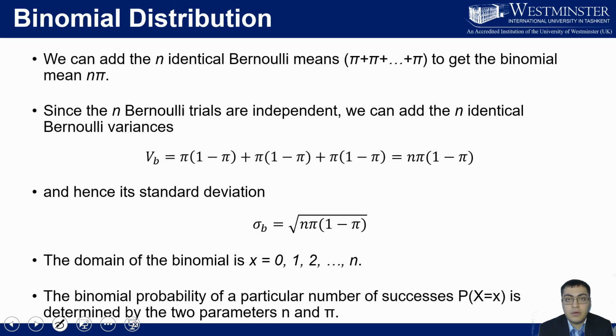it's very similar for variance. So the variance for a Bernoulli experiment was just pi multiplied by 1 minus pi. If we repeat it n times, that's going to be n multiplied by the Bernoulli variance to get the binomial variance. And as a result, its standard deviation is just going to be the square root of that. Notice that in a binomial distribution, the only two parameters that we're interested in are n and pi.